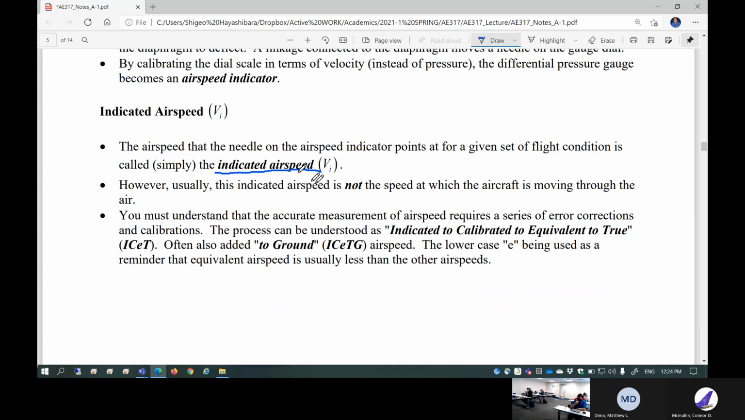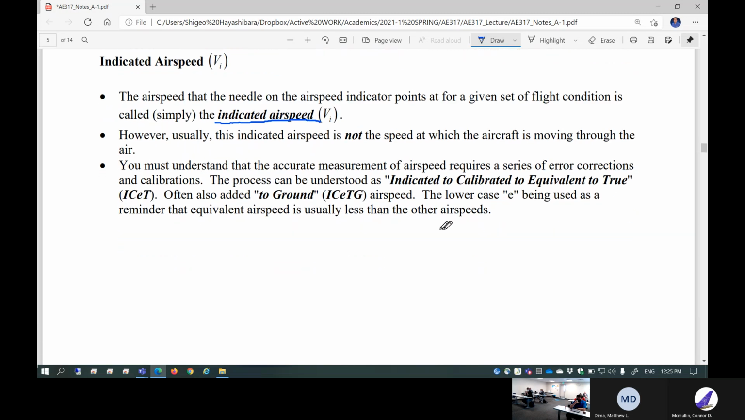Starting from indicated airspeed, this is not the speed at which the aircraft is moving through the air. This is just the airplane thinking this is how fast you're flying, and no pilots trust it. I really want to know the real airspeed. So the first step is we are going to convert indicated airspeed to something called calibrated airspeed.